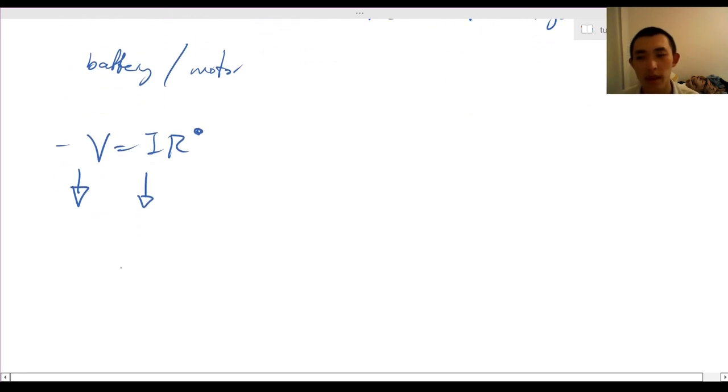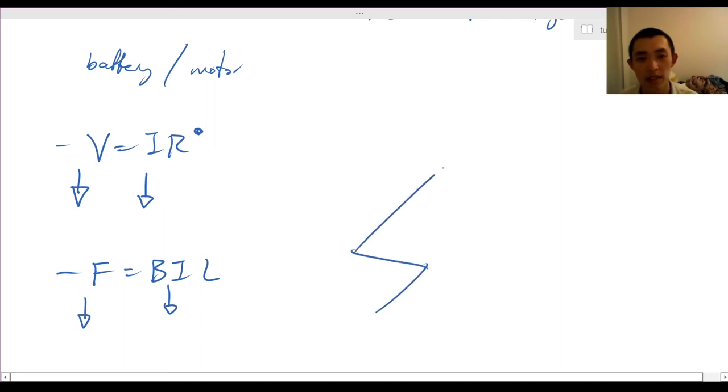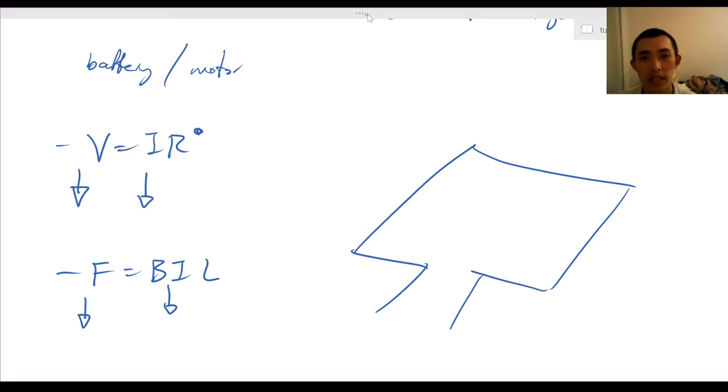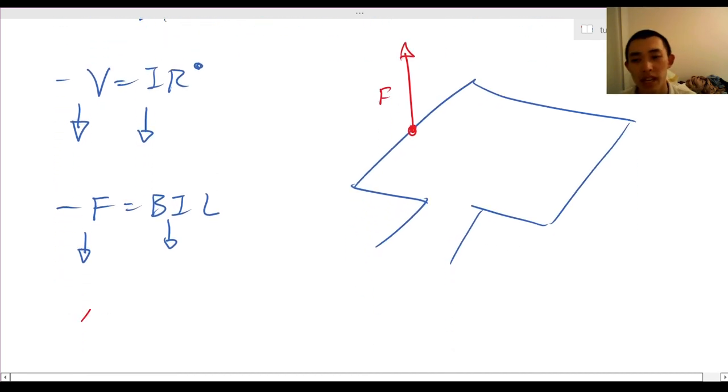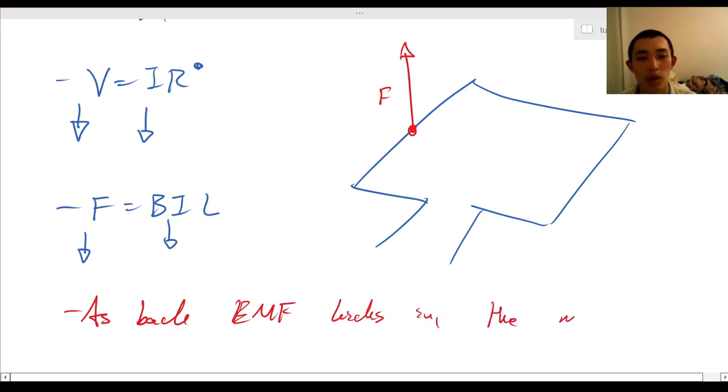Well, if my current is decreasing, F is equal to BIL, so my force must also decrease. And so that means that there's going to be less net force on my motor coil, which means that it's going to be turning less quickly. That's pretty much the main thing that you'll see as the back EMF begins to kick in. Right, so as back EMF kicks in, the motor will turn more slowly.